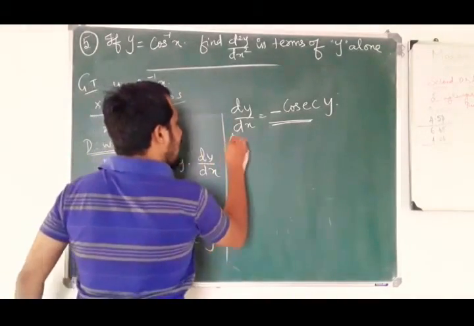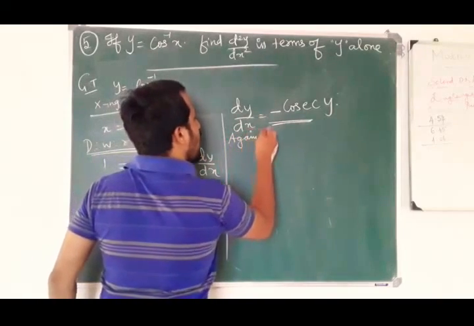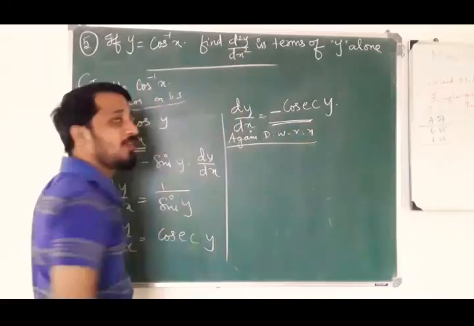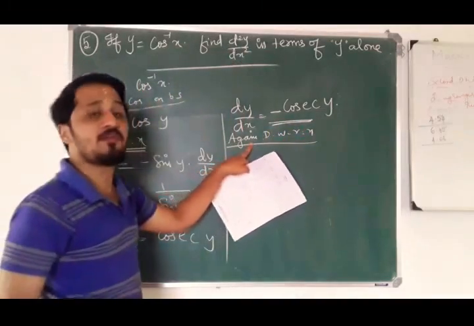Now, again differentiating with respect to x. Why am I again differentiating? Because we need to find d square y by dx square. That's why I am going to differentiate again.